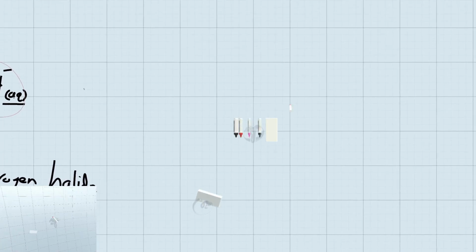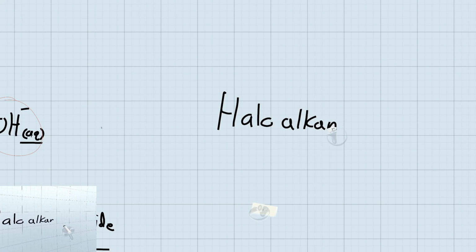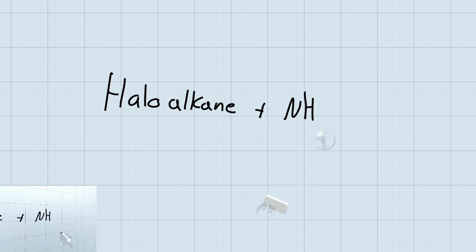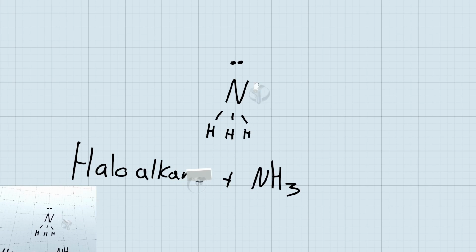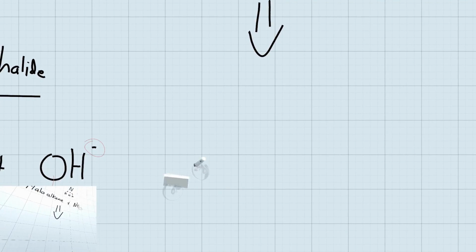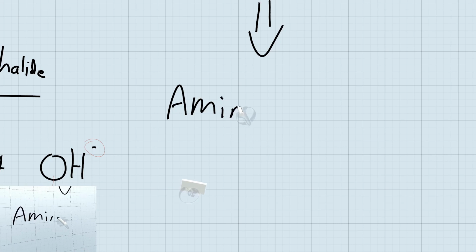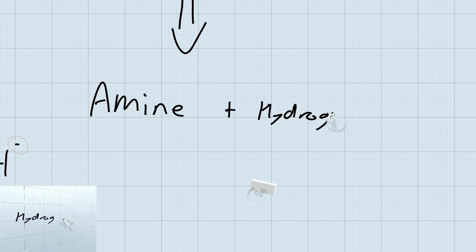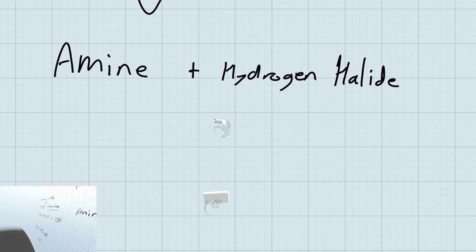Sweet. Next one. We have our haloalkane, and we're now reacting our haloalkane with ammonia, right? Plus NH3, ammonia. So as you know, ammonia is this molecule here, we've got 1 nitrogen and 3 hydrogens and a lone pair of electrons sitting at the top. Right? So this will react here, and we make a thing called an amine. Right? And then at the end of the day, we eject out our hydrogen halide.